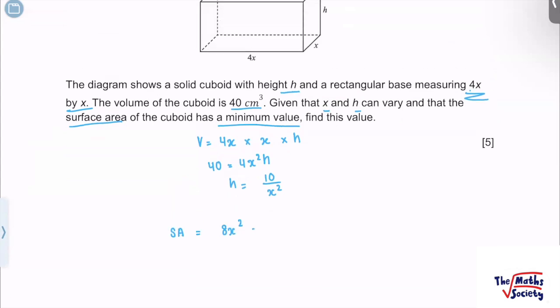And we know that for surface area, it's going to be 8x squared from all the squares, plus 2xh plus 8xh. That's just going to be 8x squared plus 10xh. And you know that 8x squared plus 10x times 10 over x squared becomes 8x squared plus 100 over x only.